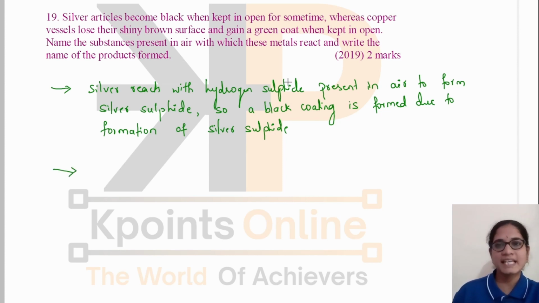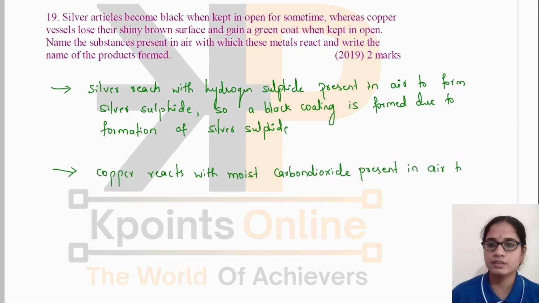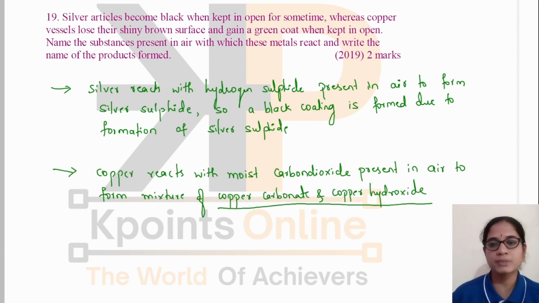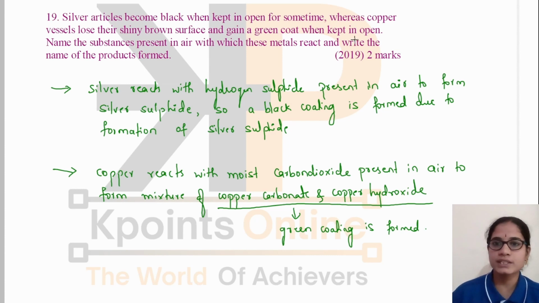Yes. Then in case of copper, they lose their shiny surface and gain a green coat. Why does this happen? Because copper reacts with moist carbon dioxide present in air to form a mixture of copper carbonate and copper hydroxide. Because of the formation of this mixture, the green coating is formed.